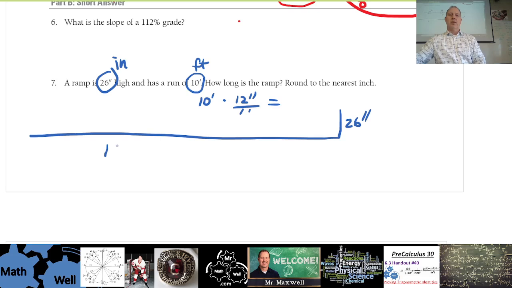So 10 times 12 is 120 because the feet will cancel out. 10 times 12 is 120 inches. Excellent. So please remember, these will have to be in the same units. Okay, good idea to put them in the same units. All right, so how long is the ramp? Remember, the ramp is actually from ground level to this.